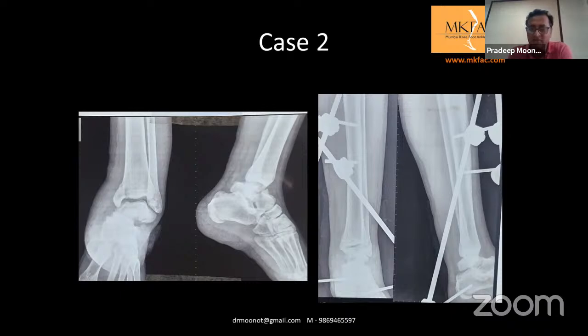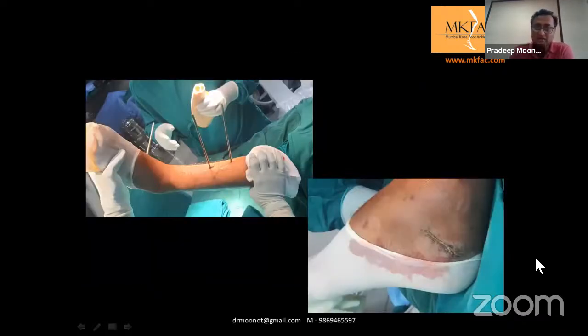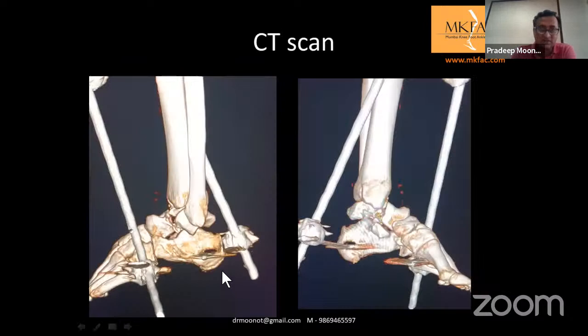At 6 weeks, he came to me with this kind of X-ray. You can see the talus is still subluxed out of the subtalar joint. The neck is also displaced. This was the wound which had already healed in 2 weeks' time. And he had put in an external fixator and kept it for 6 weeks. So this is the CT scan. You can see here, the talus is out of the subtalar joint. The neck fracture is displaced at 6 weeks' time.